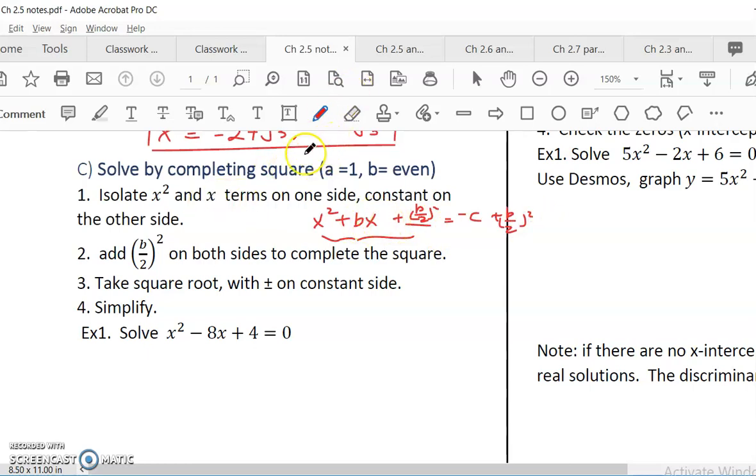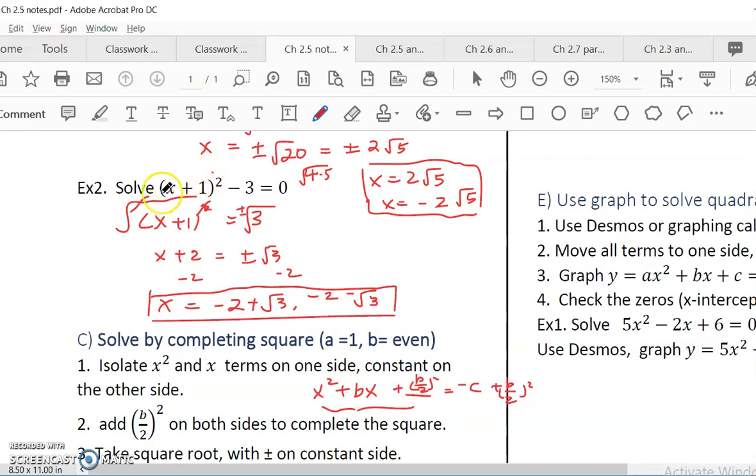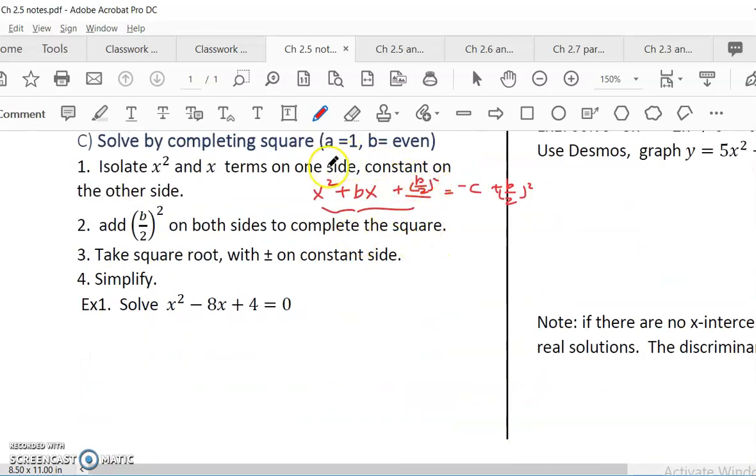It's like what we had in taking the square root. You see how there's a square term. Why does it happen? Because we can add b over 2 squared on this side and we would have a square term, and then we can take the square root.